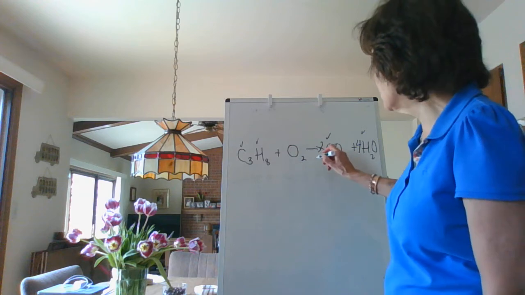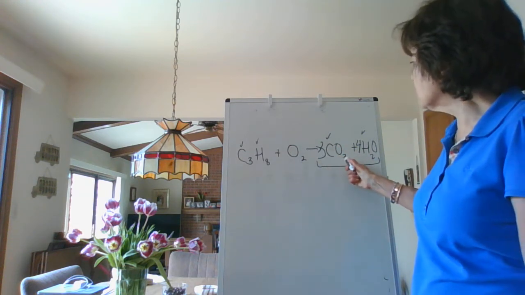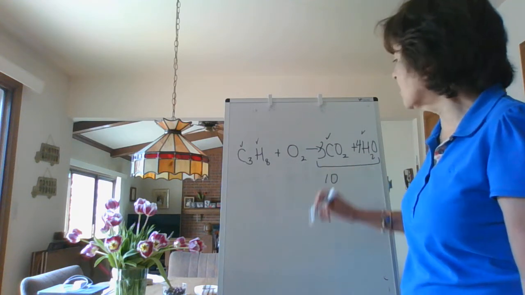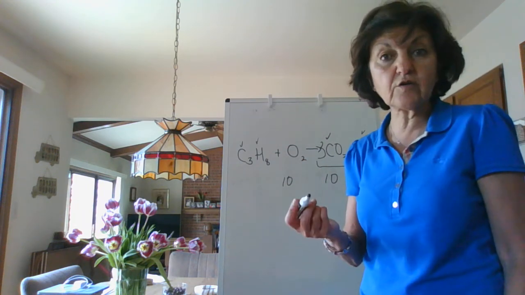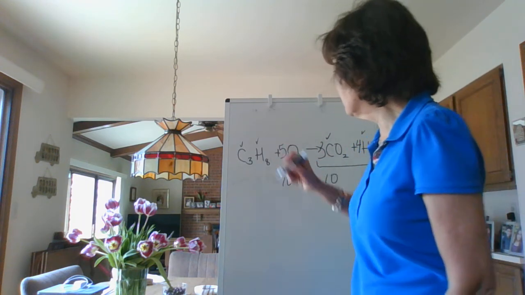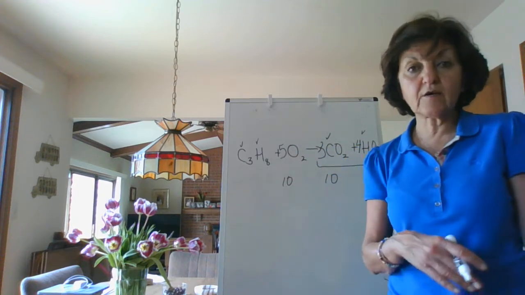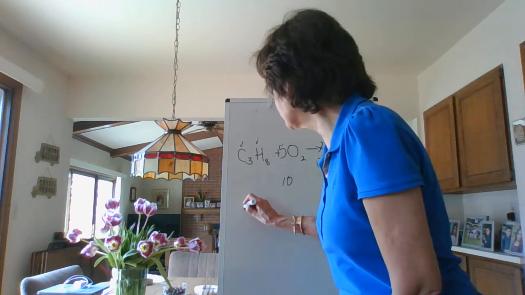So let's count how many oxygens are on this side. We've got 3 times 2 is 6, plus 4, we have 10 oxygens on this side. So we want 10 on this side, so what do we do? We just put a 5, and you're all set. For this one, you don't have to use a fraction technique. It works beautifully. Now let me show you one that you'll have to use a fraction.